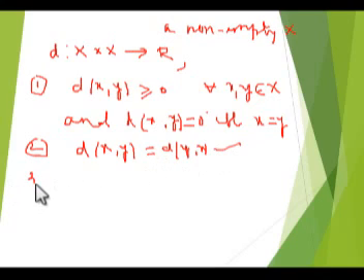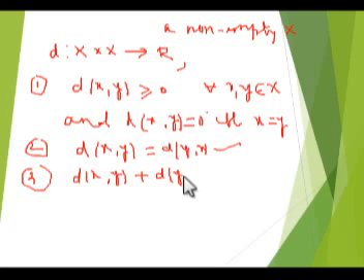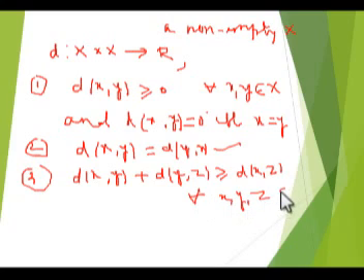And the third is the triangular inequality. If you consider any three elements, then the distance between two elements plus the distance between another two elements, taking one from it, must be greater than or equal to d(x,z). This is the triangular inequality for any triple of elements: for all x, y, z belonging to X, this has to be fulfilled. If these three properties are satisfied by a function, then it is called a metric on the set X.